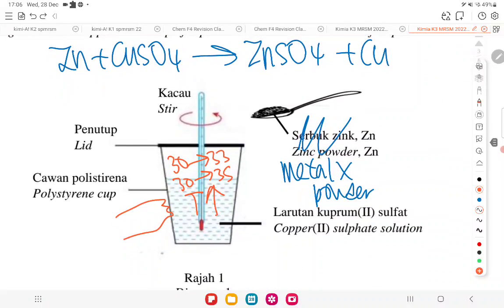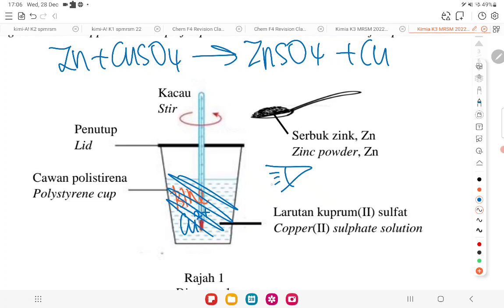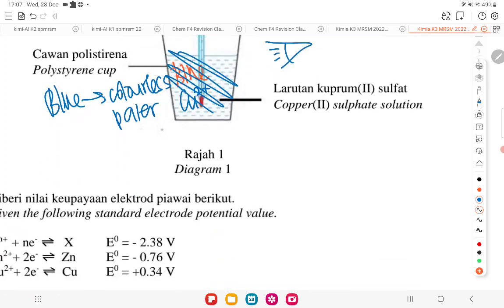If you do this experiment yourself, you should be able to see this. Initially, the copper(II) sulfate solution is blue. Why? We learned before, copper(II) sulfate contains Cu2+ ions, so if the solution has Cu2+, the color is blue. If you do this experiment and open your eyes, you will be able to see that the blue color is getting lighter and lighter. The blue color will become colorless, or you can say the blue color becomes paler.